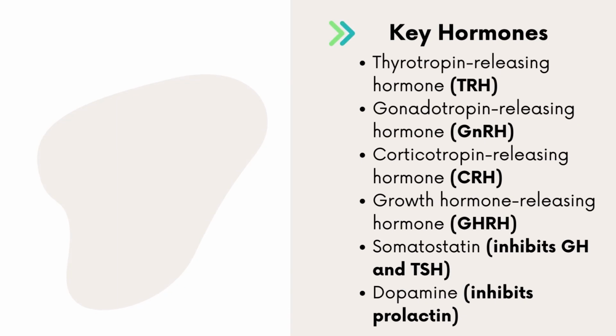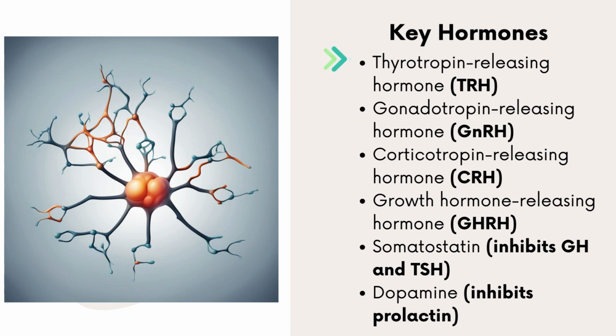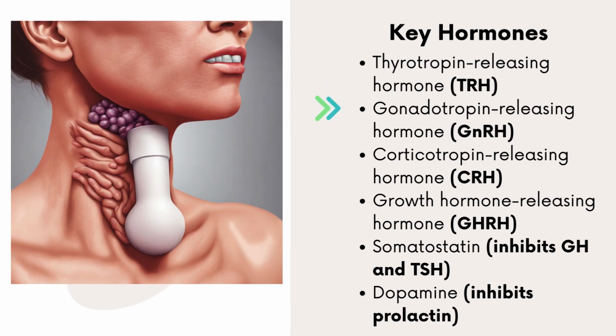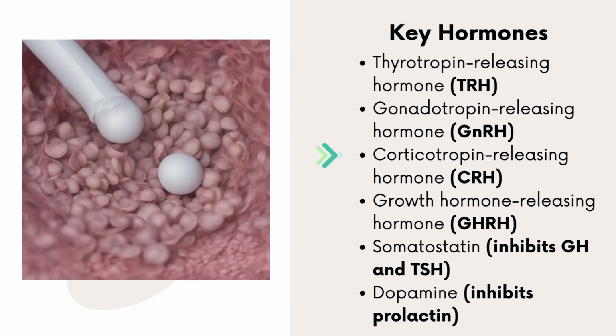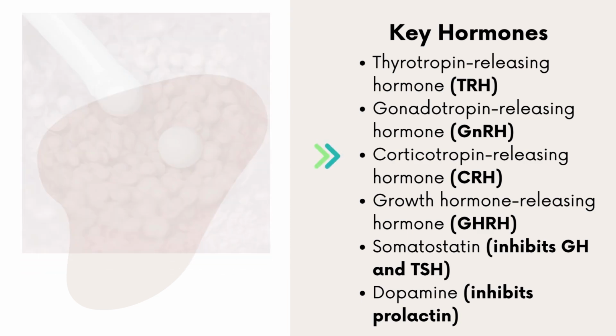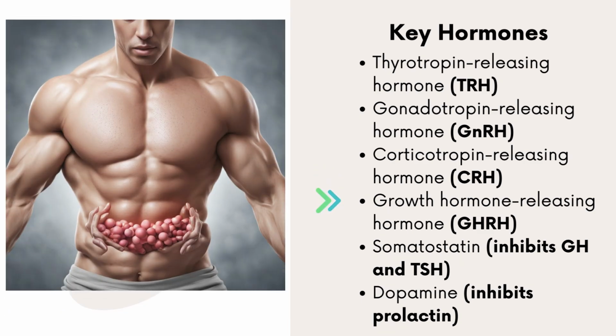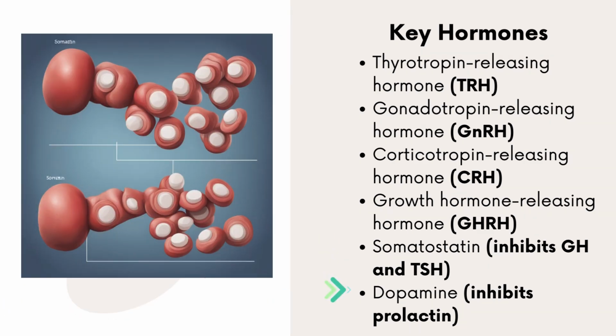Key hormones: thyrotropin-releasing hormone, gonadotropin-releasing hormone, corticotropin-releasing hormone, growth hormone-releasing hormone, somatostatin, dopamine.